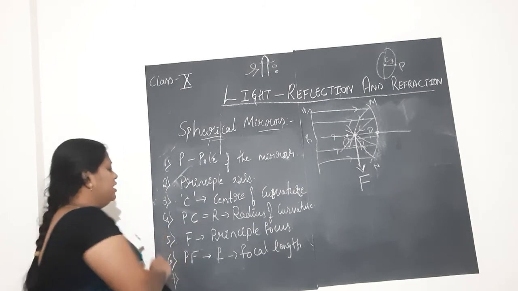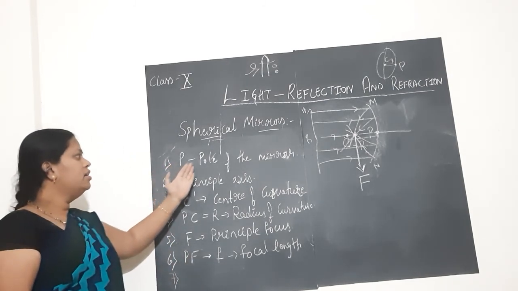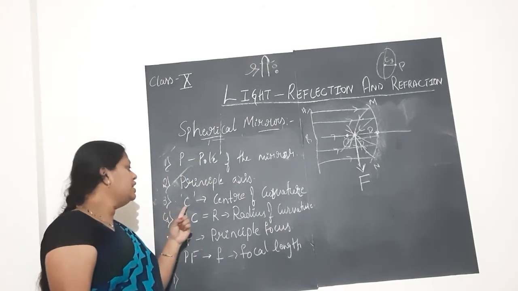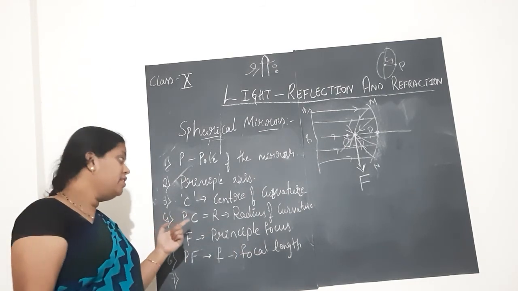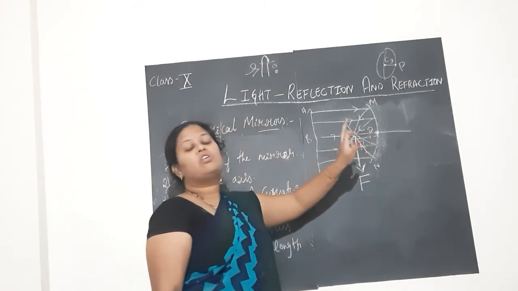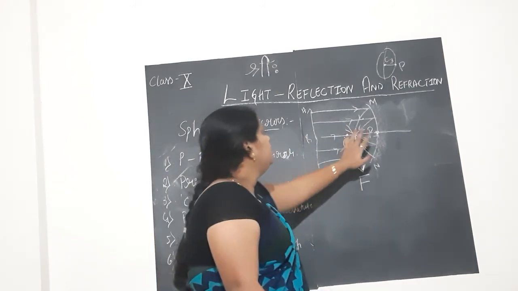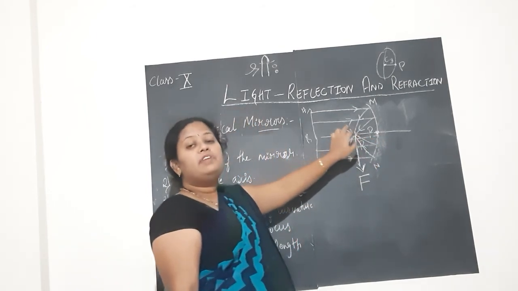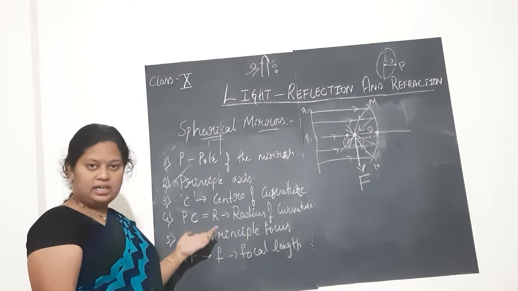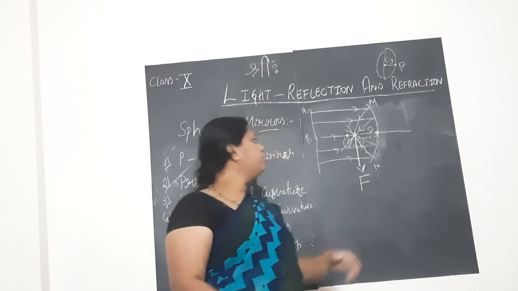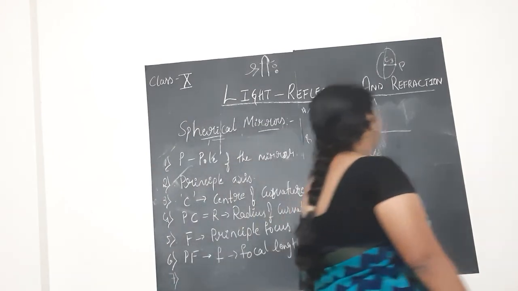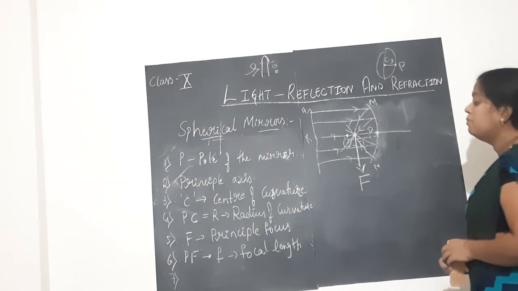That is the next thing which you will have to remember. Pole, principal axis: the straight line passing through the center of the mirror, or pole of the mirror. C is the center of curvature of the sphere, which is not part of the mirror. PC, the distance from pole to the center of curvature, is called the radius of curvature R. The point where the reflected light converges or meets is called the principal focus, represented by capital letter F. The distance from pole to the principal focus F is represented by small letter f, called the focal length. These are the important definitions which you will have to keep in mind.